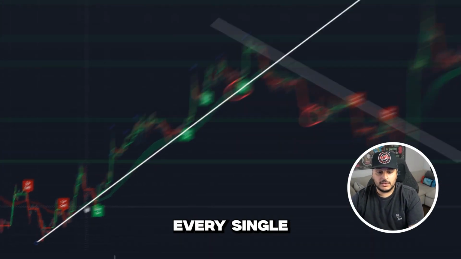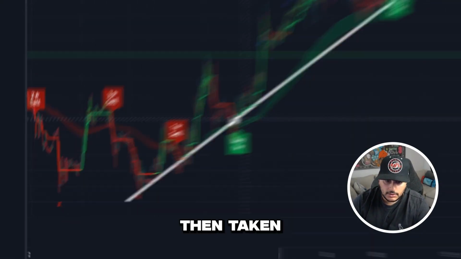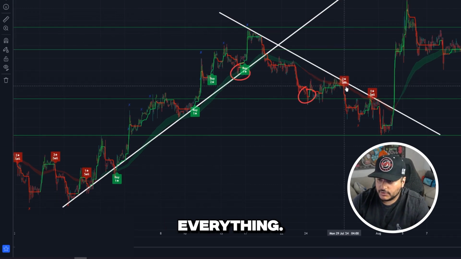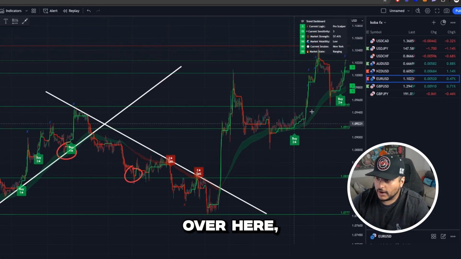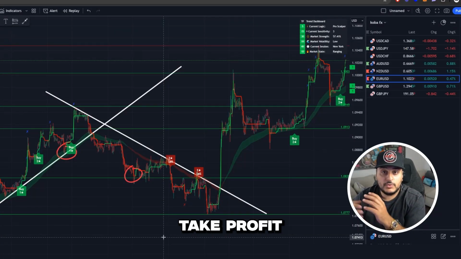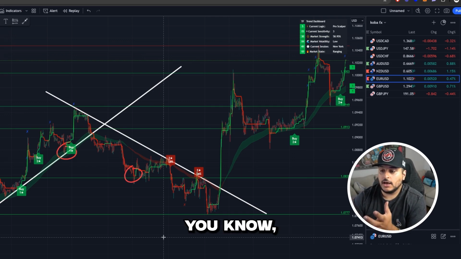So we could have taken every single one of these sells, then taken every single one of these buys that will all hit take profit. And then we could have taken every single one of these sells again and these buys over here. Now that we understand exactly when we can take a trade, when do we take profit for these trades? This is also extremely simple, and I'll show you guys exactly how you can know.